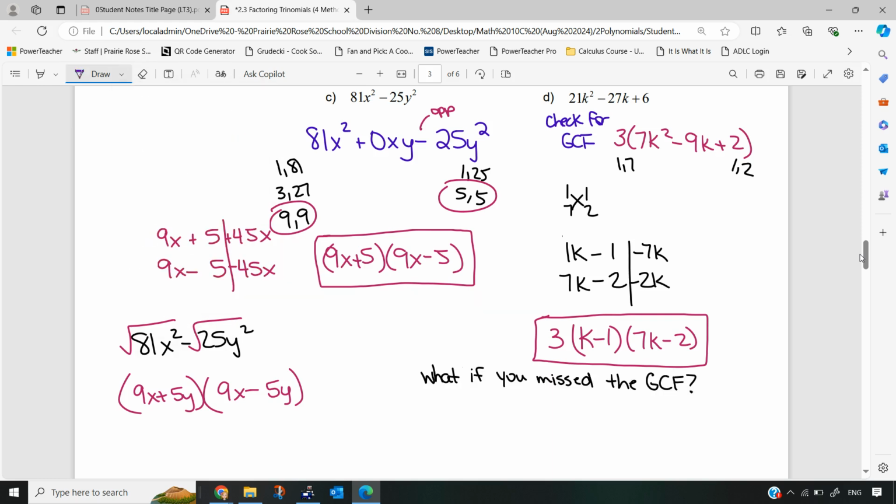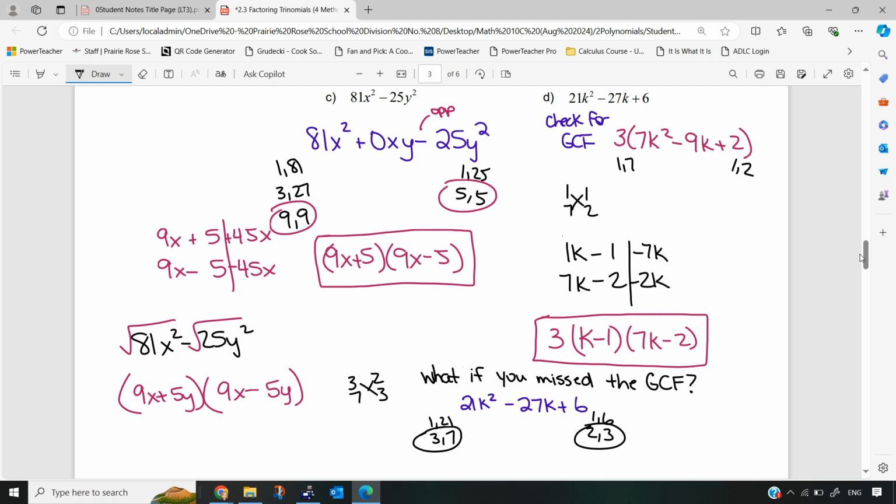So once again, what happens if we miss the GCF in the beginning? Well, let's take a look. Start by listing my factor pairs. In case again, I have more examples to consider. I want a product of 6 and a sum of negative 27. So I could try 3 and 7 and 2 and 3.